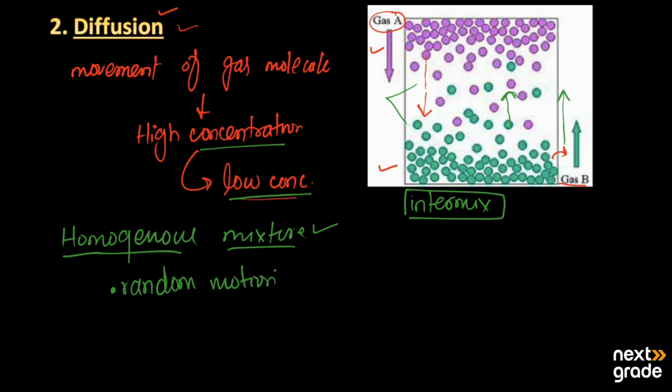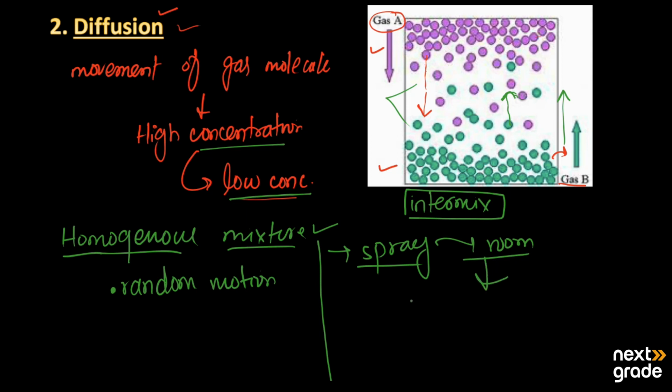A simple example of this: if we have a spray at one corner of the room, with the passage of time, the smell will spread out in the whole room. Why? Because the spray is a gas, and gases have the property to diffuse. In one corner of the room there are more molecules of the gas, so they start to spread out in the whole room. So this is a simple example of diffusion.